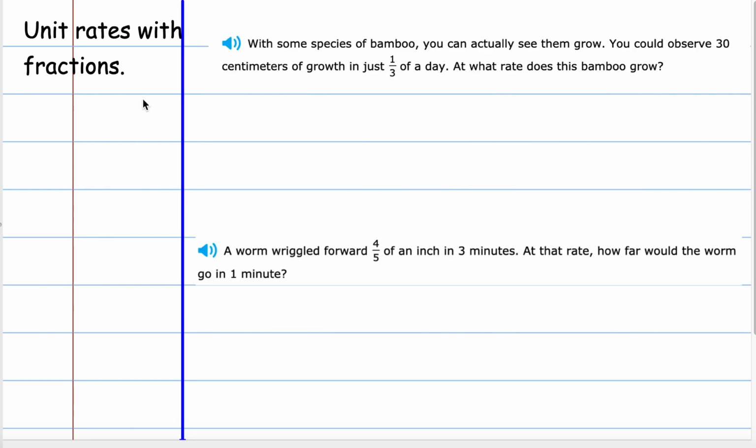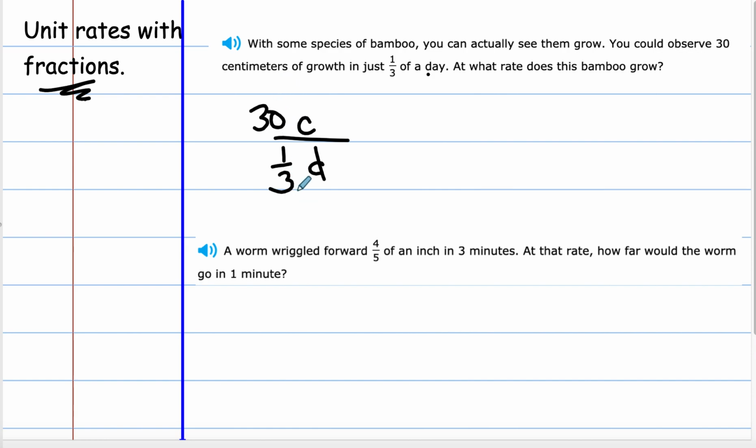All right, let's look at some now with fractions. Our unit rates may have some fractional components to it. With some of the species of bamboo, you can actually see them grow. You can observe 30 centimeters growth in just a third of a day. So there's my comparison. Centimeters to day. I get 30 centimeters of growth in a third of a day.